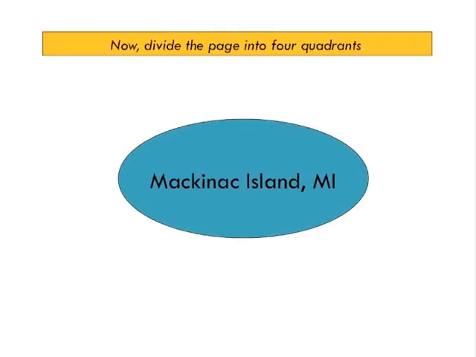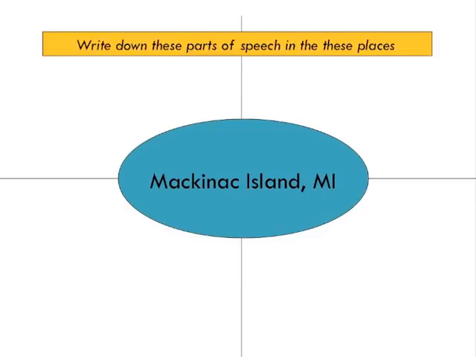Now we're going to divide the page into 4 quadrants, just like this. Next, we're going to write down these parts of speech in these places. So, for example, nouns on the upper left, adjectives on the upper right, verbs on the lower left, and then I'm also going to write not sure. So do that now on your piece of paper.